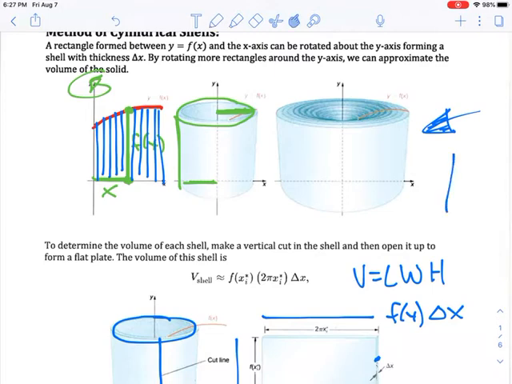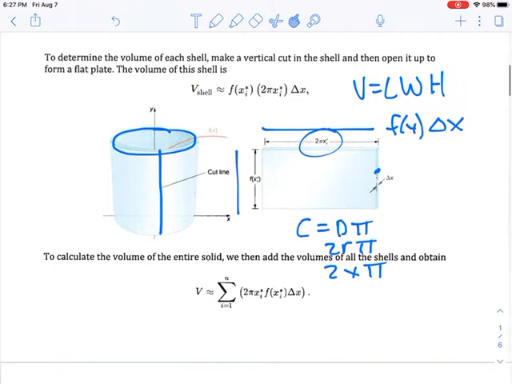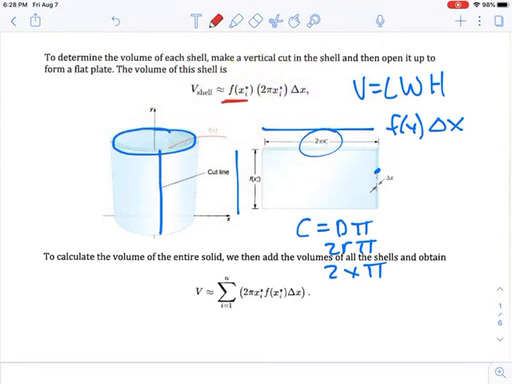So we can replace 2 pi r with 2 x times pi. And so that's what we have here, 2 pi x. All right, so essentially the volume of the cylindrical shell is going to be the function value, which gives us the height, times 2 pi x, which gives us the length, times delta x, which is the thickness, or we'll call it the width, whichever you want to call it. So there's our 3 dimensions. All right, so hopefully that makes sense.